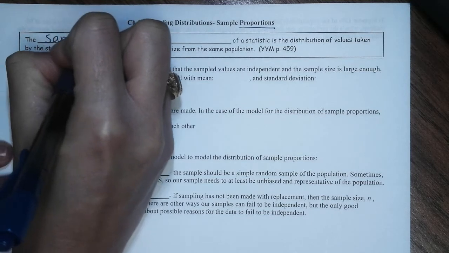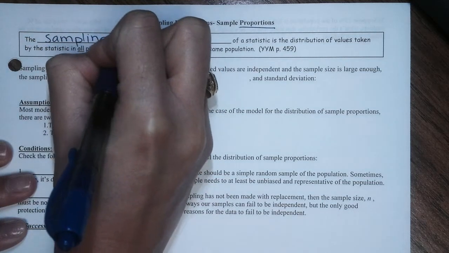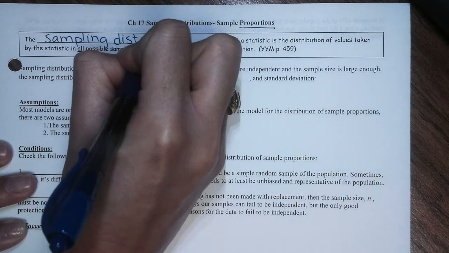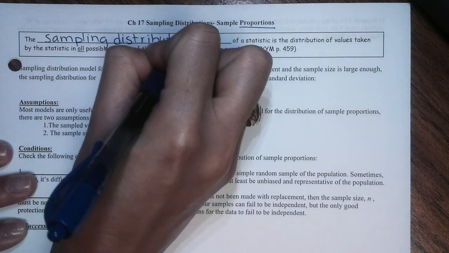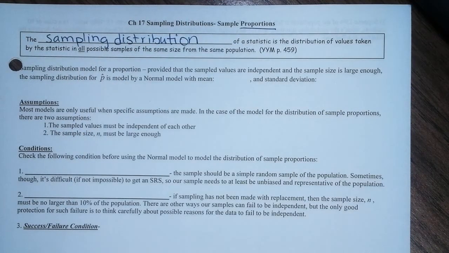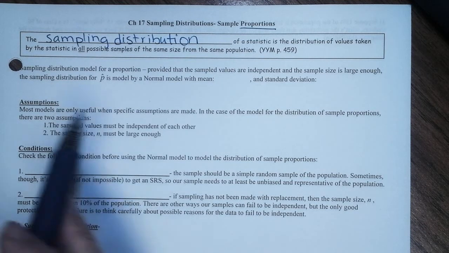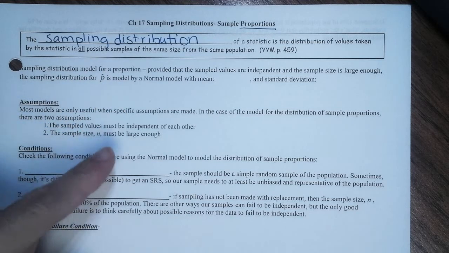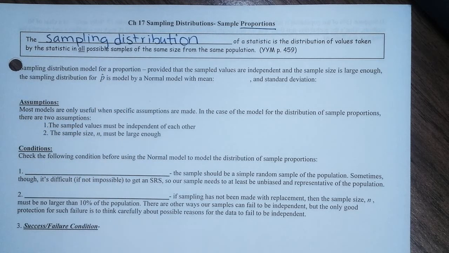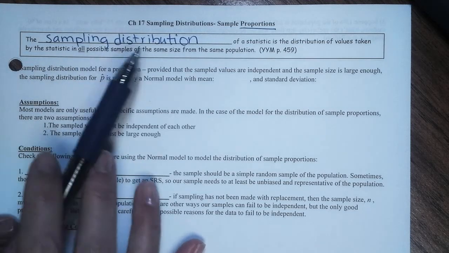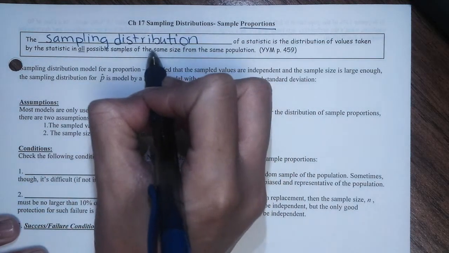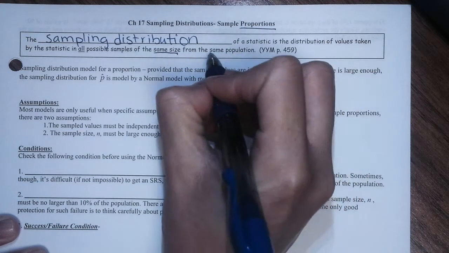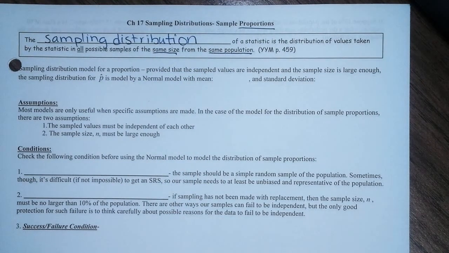The sampling distribution. So remember that you do need to recognize that definition. So one more time. The sampling distribution of a statistic is the distribution of values taken by the statistic in all possible samples of the same size from the same population. So that was last week's definition.